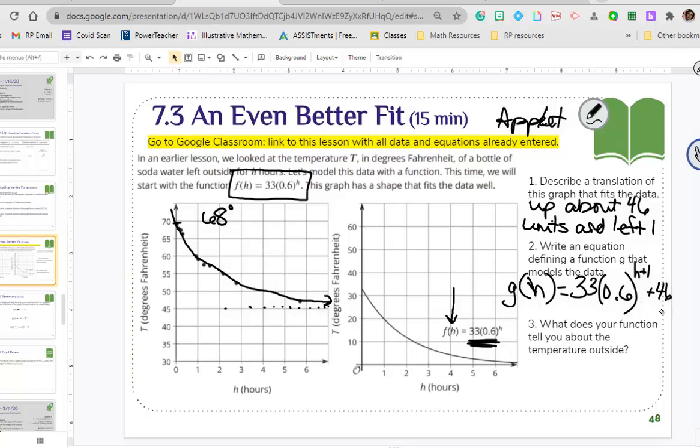This function tells me that my outside temperature, because this cold bottle of soda that we put outside seems to be cooling down until it reaches about a consistent outdoor temperature, tells me that that outdoor temperature is somewhere around 46 degrees. It's approximately 46 degrees Fahrenheit. Because it's hitting that asymptote, it's going to match the outside temperature, but not get any colder or warmer than that.